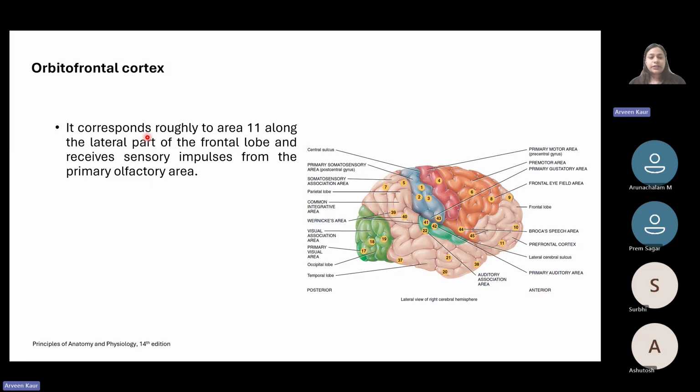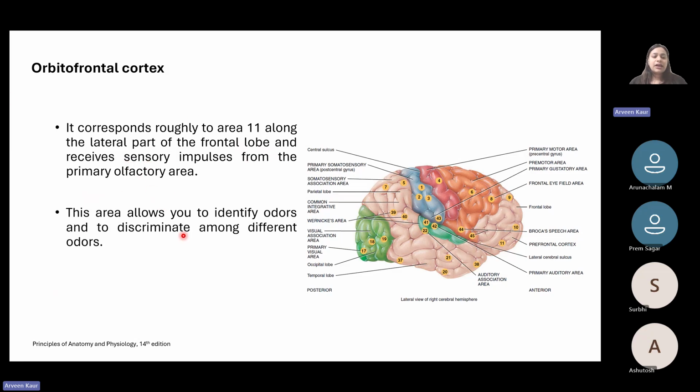Then comes the orbitofrontal cortex, right? Corresponding over here to the prefrontal cortex areas. It corresponds roughly to area 11 along the lateral part of the frontal lobe and receives sensory impulses from the primary olfactory area, right? This area allows you to identify odors and discriminate among different odors, right? So odors also, how we identify odors is because we have probably smelt it before, right?